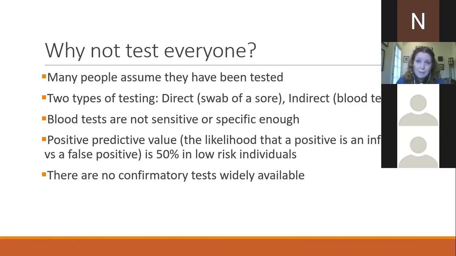So we don't recommend routine testing if you're very low risk for that, because if you get tested, you're low risk and the tests aren't very great. A positive test is about 50% likely to be a true positive. So is it a true infection or a false positive? It's a 50-50 chance. If you really don't have a specific risk for herpes, and we test you, it's not that great. And we don't have a way to confirm this test.